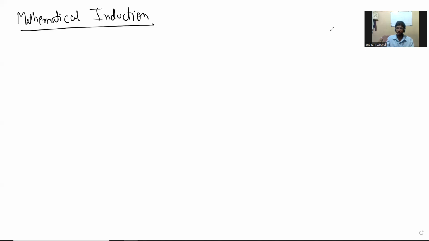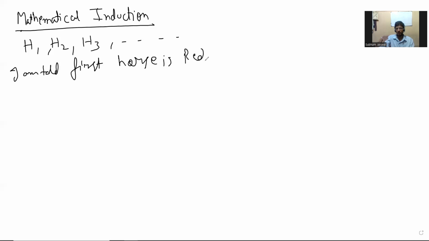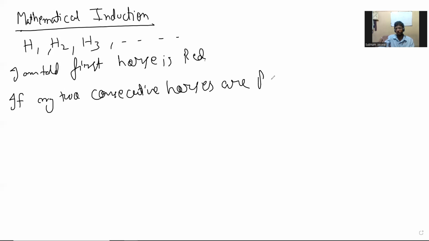Now here is a small, simple thing. Let's say there is a sequence of horses. It's a very simple thing, but let's just see. H1, H2, H3, a sequence of horses. I am told that the first horse is red, and I am also told that if any two consecutive horses are red, then so is the next one. So does this imply that all horses are red?